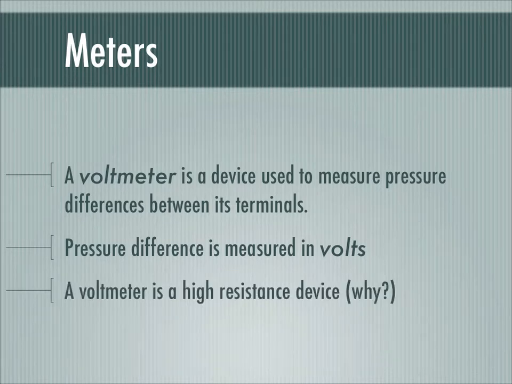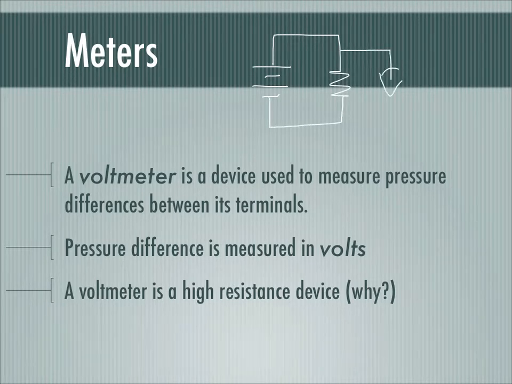You also discovered that a voltmeter is a high resistance device. Now the question would be, why does it need to be a high resistance device? And again, let's just think about if I have my battery here and I have a resistor or a light bulb, and I connected the voltmeter like this on either side of the resistor so I can measure the pressure difference, and it needs to be high resistance. And the question is why.